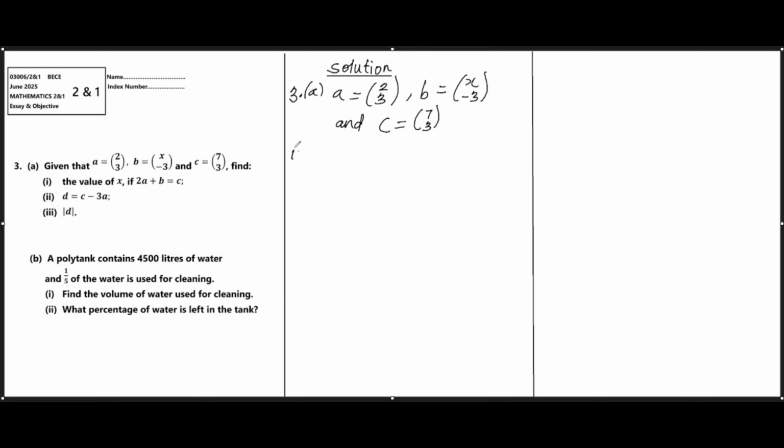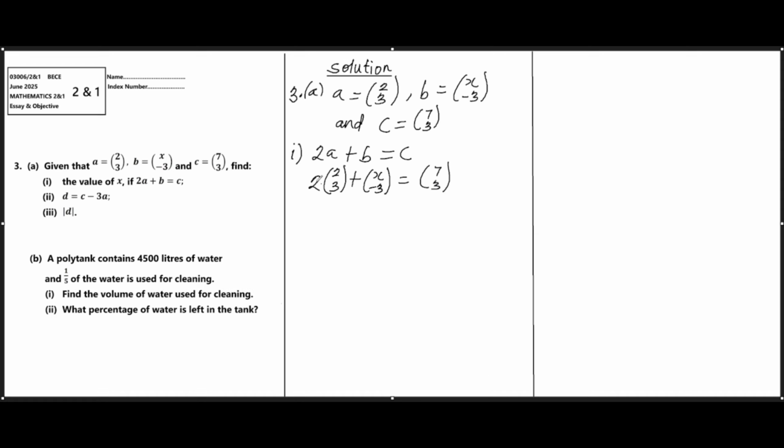Now the I part says we have to find the value of x if 2a plus b is equal to c. So they've given us how these three vectors relate. So 2, that is a scalar, multiplying vector a, that is 2, 3, plus vector b, x, minus 3, must be equal to vector c, 7, 3.